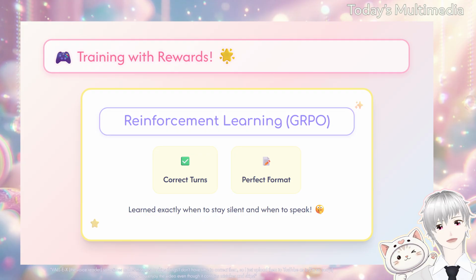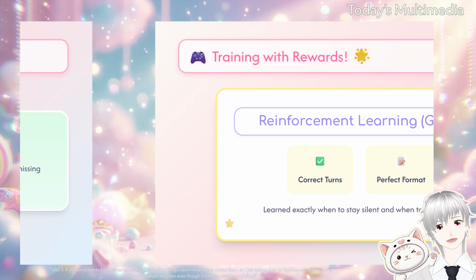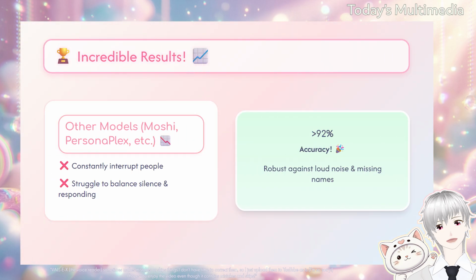They used a reinforcement learning technique called Group Relative Policy Optimization, or GRPO for short. This technique rewarded the model for making the correct turn-taking decisions and for keeping its formatting perfect. By doing this, the model got significantly better at knowing when to stay silent, and it learned to catch the moments where it was supposed to speak but previously missed. When they compared Talker to other advanced technologies, the results were super impressive.